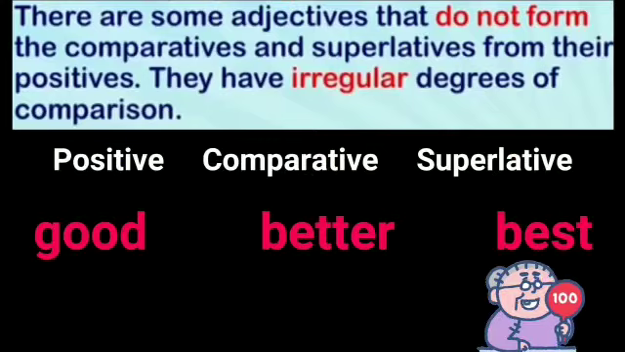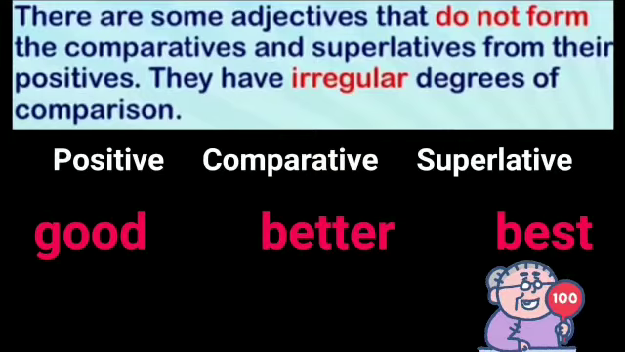Students, there are some adjectives that do not form the comparative and superlative from their positive. They are known as irregular degrees of comparison. Example, good, better, best. In irregular degrees of comparison, there is no rule, they are completely different words in positive, comparative, and superlative.